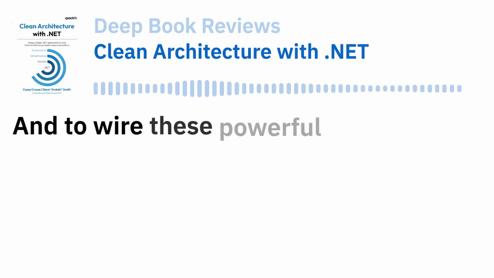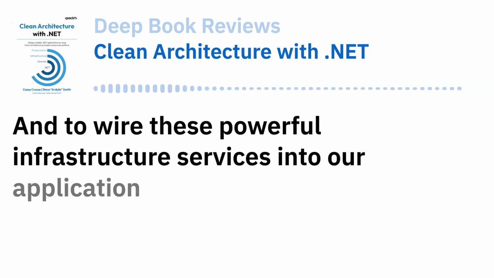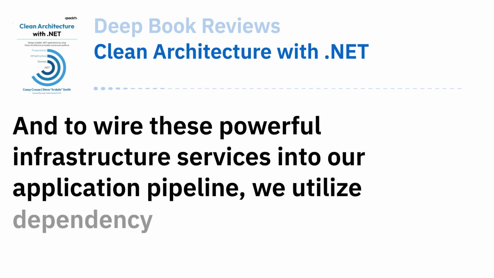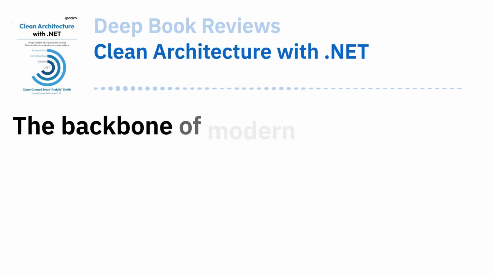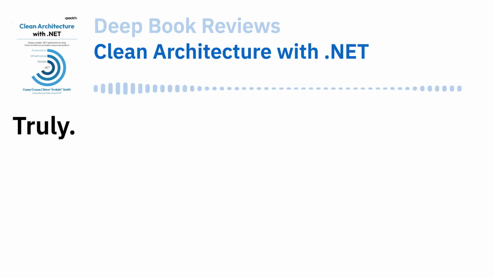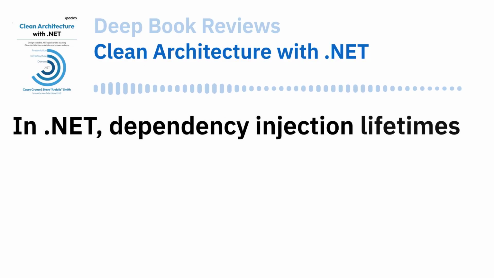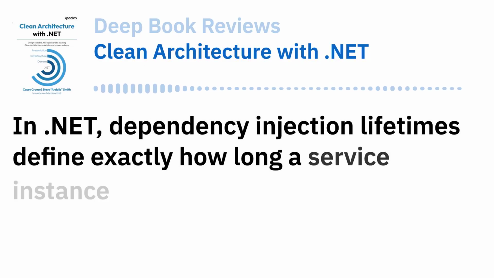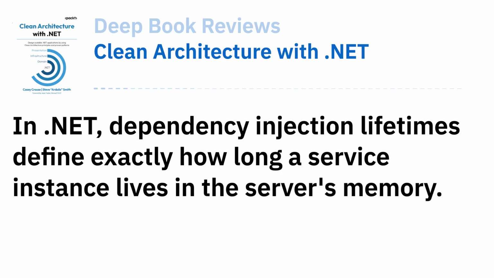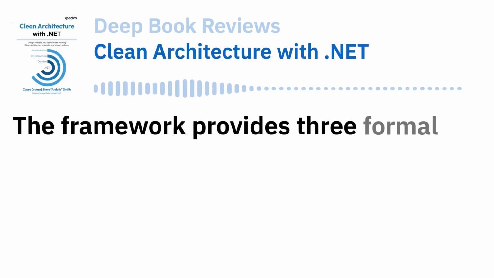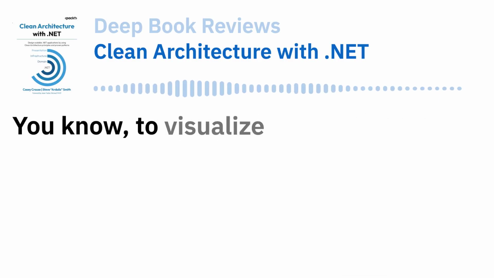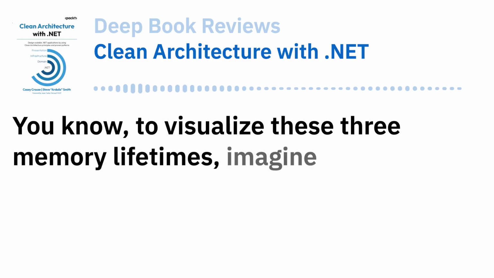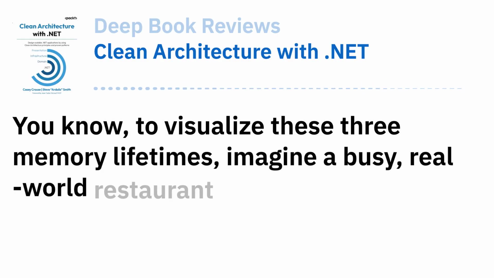And to wire these powerful infrastructure services into our application pipeline, we utilize dependency injection. Dependency injection, right, the backbone of modern .NET. Truly. In .NET, dependency injection lifetimes define exactly how long a service instance lives in the service memory. The framework provides 3 formal lifetimes: transient, scoped, and singleton. To visualize these 3 memory lifetimes, imagine a busy, real-world restaurant kitchen.